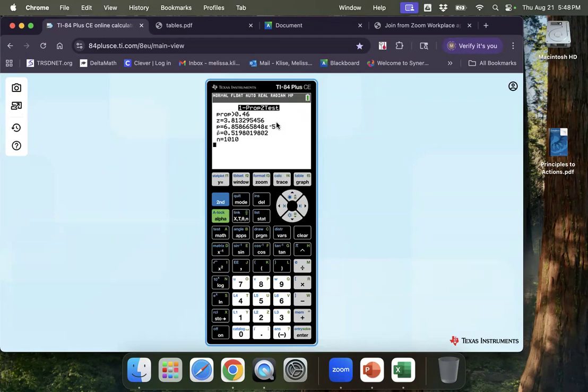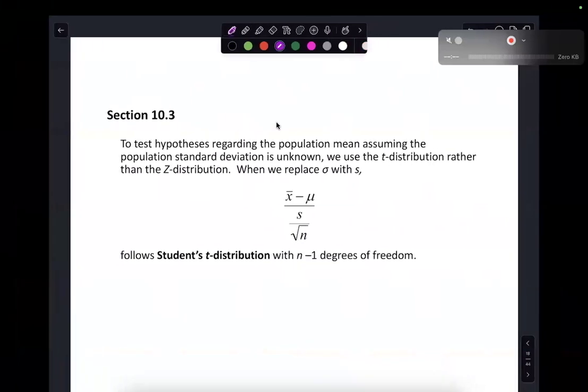Okay. Let's jump to 10.3. Oh, I guess I should probably go back to my PowerPoint.